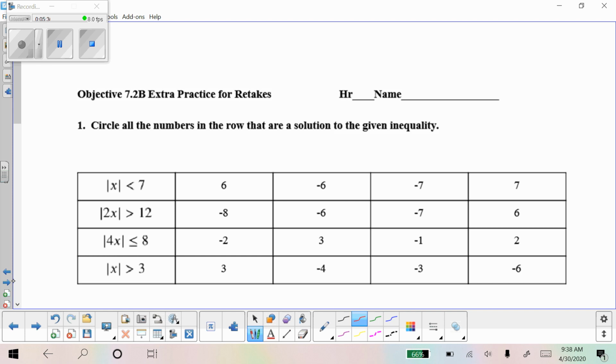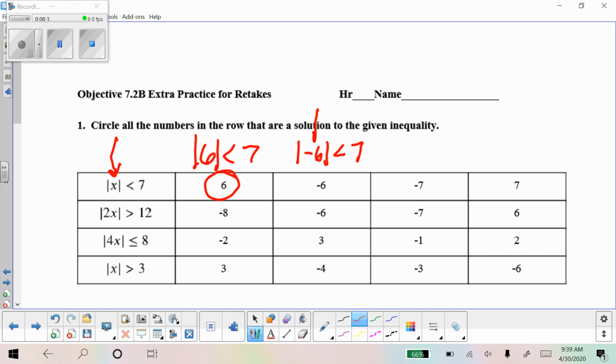Now we're up to objective 7.2b. It says circle all numbers in a row that are solutions. Now, to be a solution, remember that this absolute value is going to turn the number positive. So if it's already positive, it's going to be the same. So in here, we're just checking, is 6 less than 7? That's true. Let's circle that one. Now this negative 6, when we put the absolute value on it, I should have done that here, but we know that's 6.